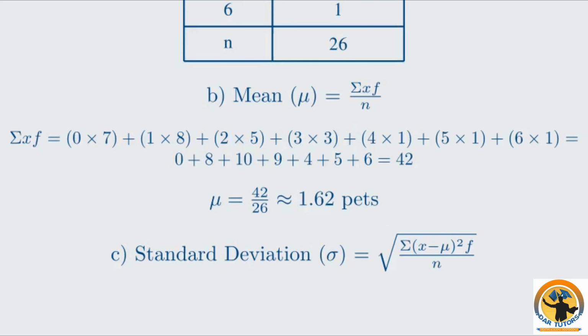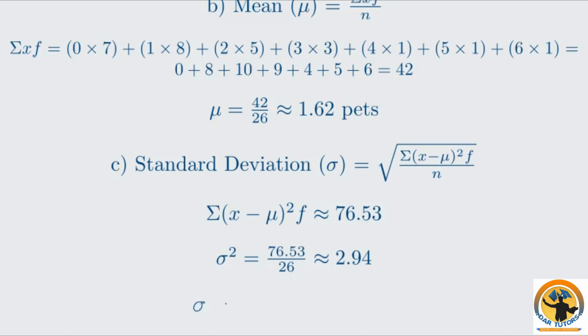For the standard deviation, we use the formula with the frequency. The sum of the squared deviations times frequency is approximately 76.53. Dividing by 26 gives a variance of about 2.94. Taking the square root, we get a standard deviation of approximately 1.71 pets.